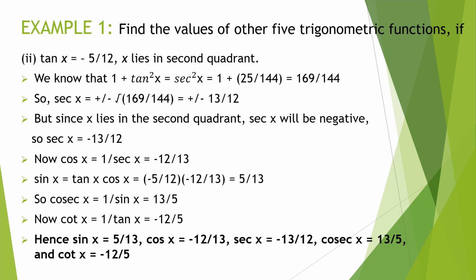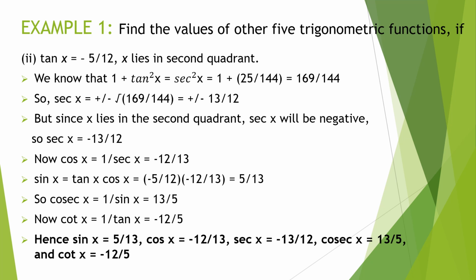The square root can be positive or negative, but over here it is given x lies in the second quadrant. You know, by ASTC, in the second quadrant only sin is positive. Sec x is 1 upon cos x, so sec x will be negative. So sec x will be minus 13 by 12, the square root of 169 by 144, but we have to take minus. So sec x is equal to minus 13 by 12. Cos x is 1 upon sec x, so minus 12 by 13.